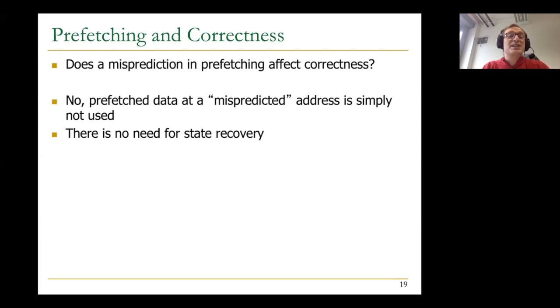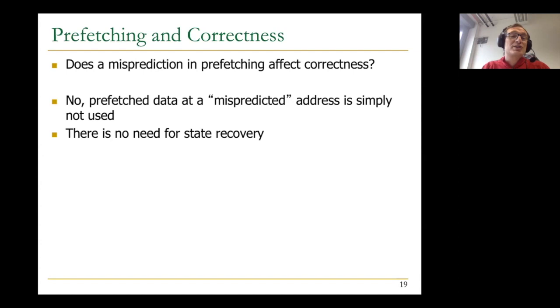Contrast this with branch prediction that we discussed in digital design and computer architecture, right? If you mispredicted a branch, you're on the wrong path. Basically, you're executing wrong instructions completely. You have to recover, meaning that you have implications on correctness if you don't recover. If you don't recover, you will never complete the program, or you will never complete the program correctly because you've done things that you should not have done, right? So from that perspective, prefetching doesn't affect correctness.